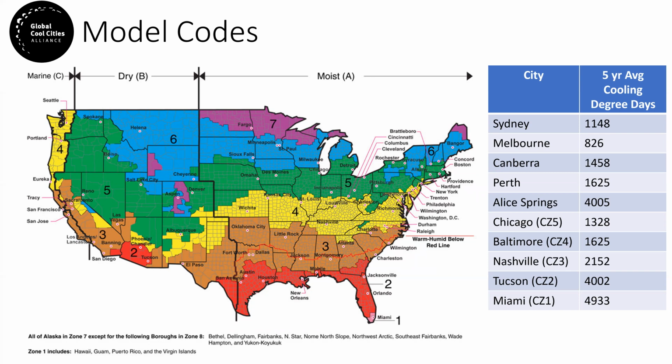U.S. cool roof deployment. You can see here, this is the ASHRAE climate map for the United States, and I've tried to provide a rough approximation of how our climate zones stack up against the conditions in certain Australian cities using a 5-year average of cooling degree days, just to give you a sense of where cool roofs apply. And in many cases, this is climate zone dependent.